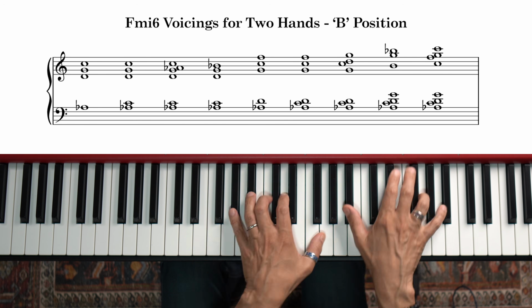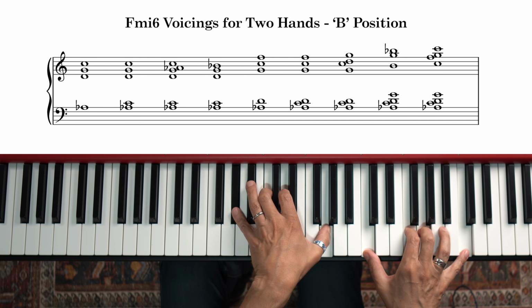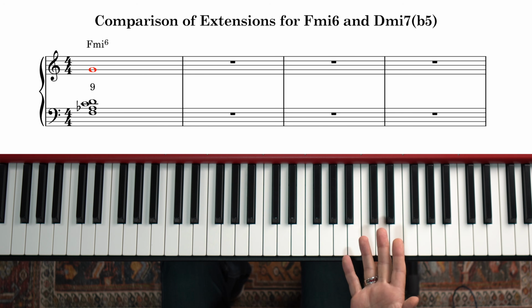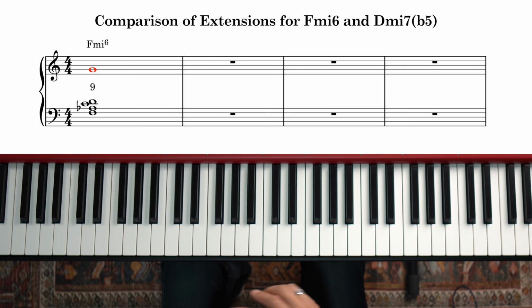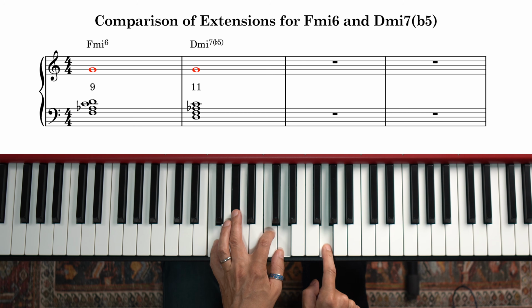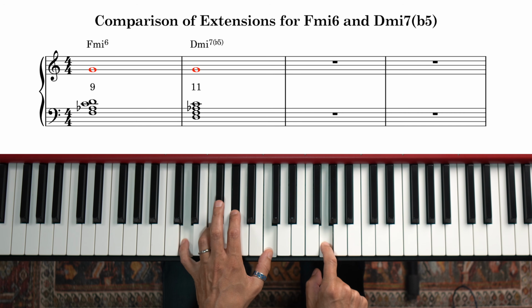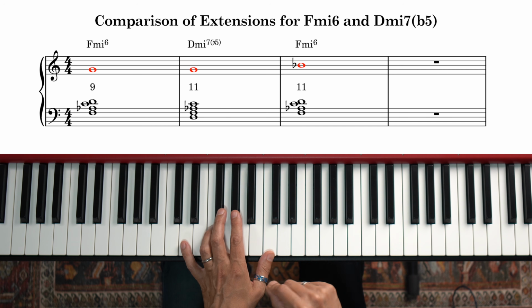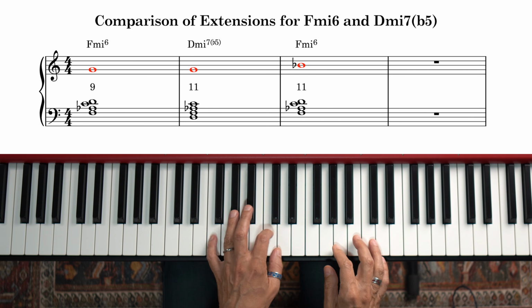So what does all that mean if we play these F minor 6 voicings over a D minor 7 flat 5 chord? Well, as far as extensions, the 9th of the F minor 6 chord is the same note as the 11th of the D minor 7 flat 5 chord. And the 11th of the F minor 6 is the flat 13th of the D minor 7 flat 5.